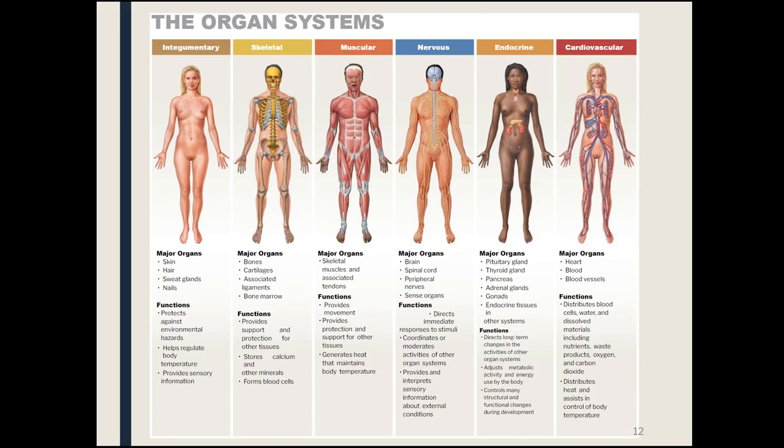And muscles are going to provide us movement. We work out or we move around, we walk, we pick things up. It's also going to protect and support other tissues. So like in our abdominal region, we don't have bone there, but we have muscle there to protect our abdominal organs. It'll help generate heat.